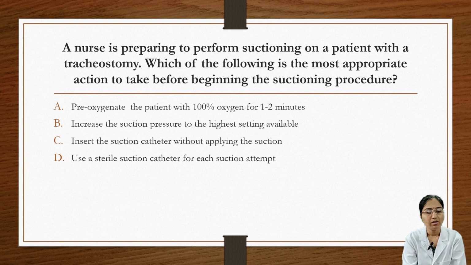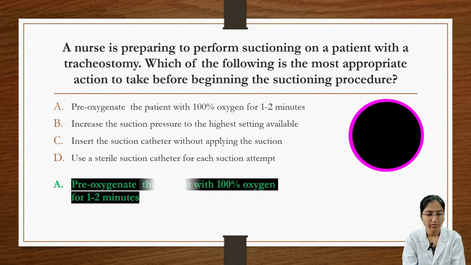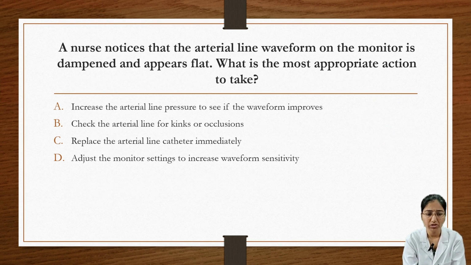Next question. A nurse is preparing to perform suctioning on a patient with a tracheostomy. Which of the following is the most appropriate action to take before beginning the suctioning procedure? Here the options are. Right option is A, that is pre-oxygenate the patient with 100% oxygen for 1 to 2 minutes. We'll move to the next one.